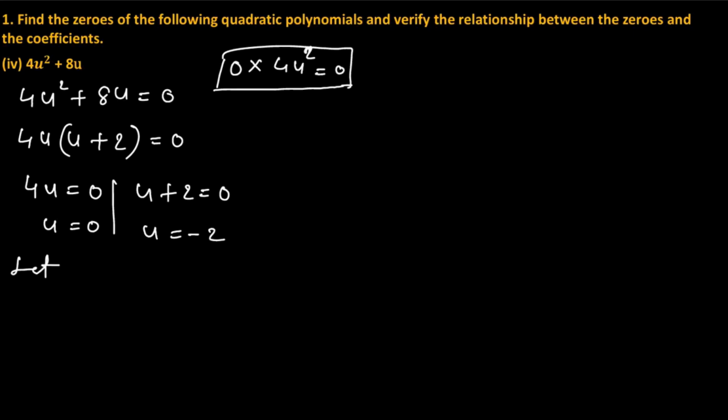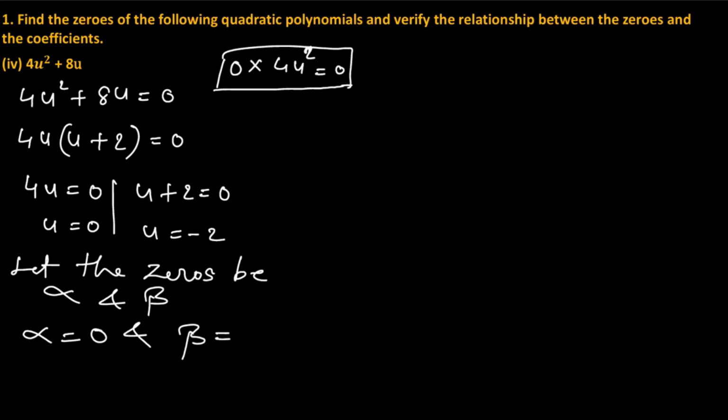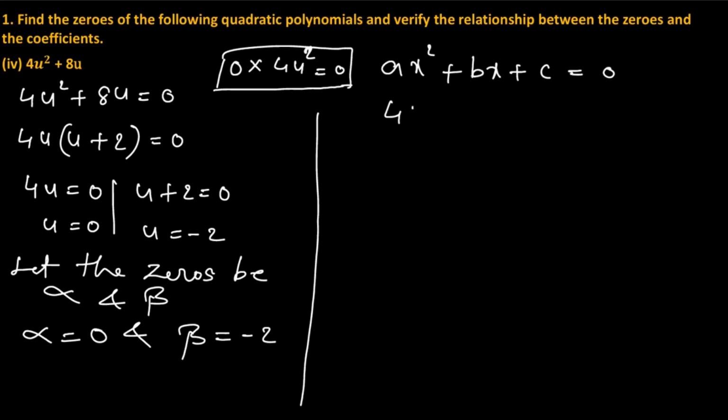So let the zeros be alpha and beta. Alpha is equal to 0 and beta is equal to minus 2. Let us verify the relationship between the zeros and the coefficients. Compare it with ax square plus bx plus c is equal to 0, whereas 4u square plus 8u plus 0 is equal to 0. A will be 4, b will be 8 and c will be 0.